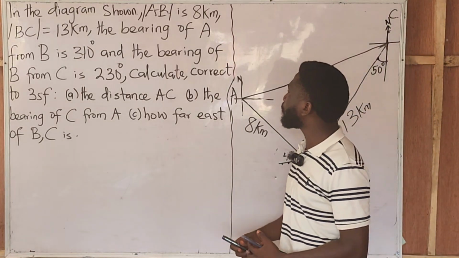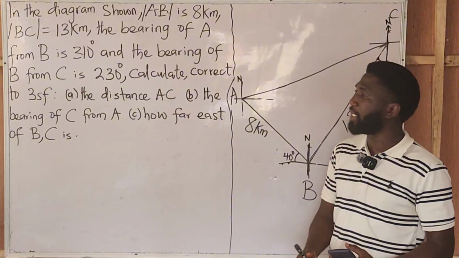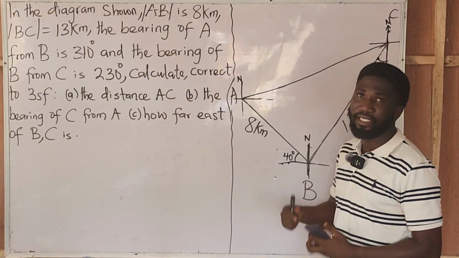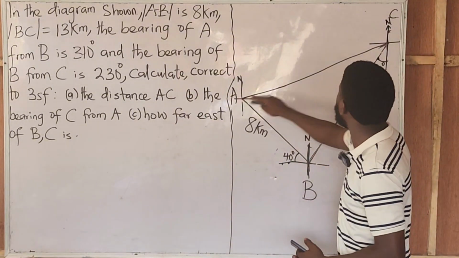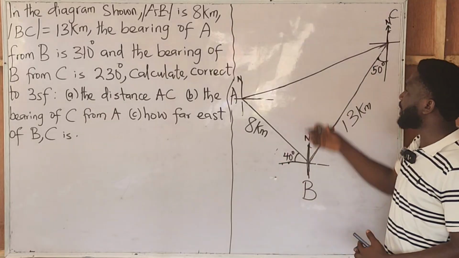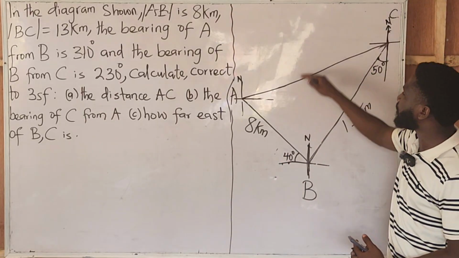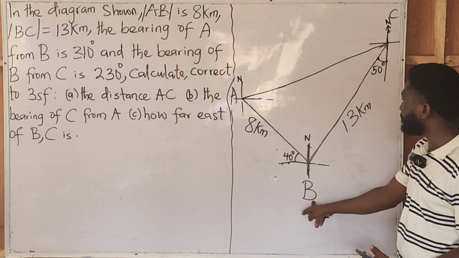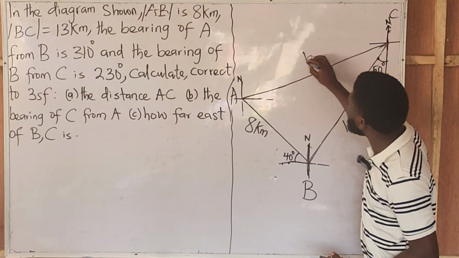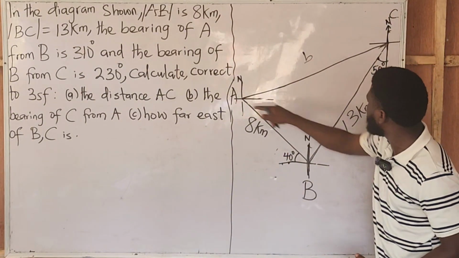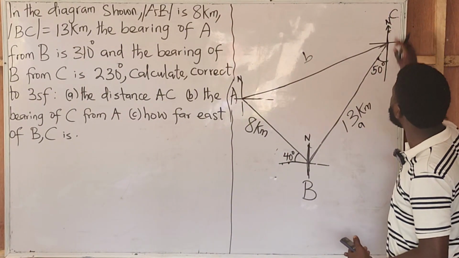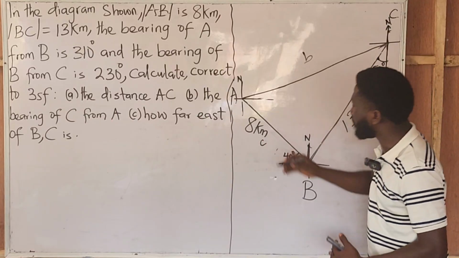All right. The question says calculate, correct to 3 significant figures, the distance AC. So for us to get this answered, let's try to name each of the sides. If this is B, we are going to have this go small letter b. If this is A, here is small letter a. If this is C, here will give us a small letter c.